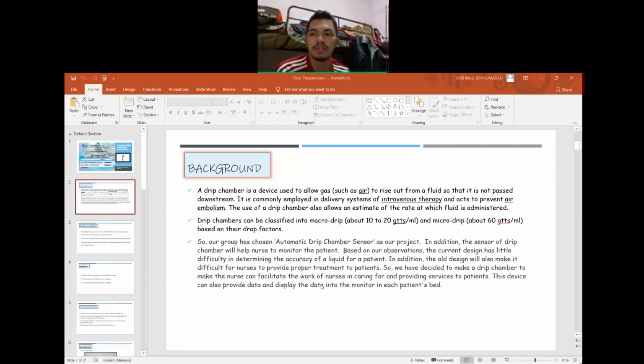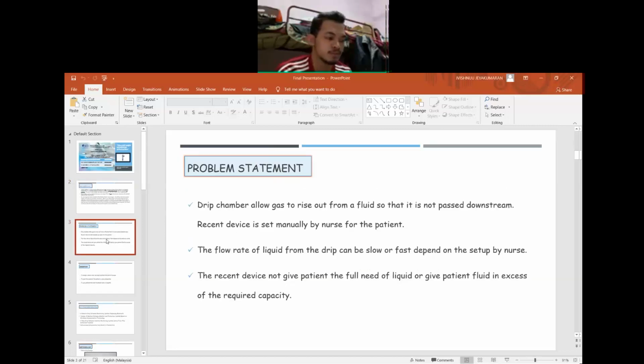Based on our observation, the current design has a little difficulty in determining the accuracy of the liquid for a patient. In addition, the old design will also make it difficult for nurses to provide proper treatment to the patient. So we have decided to make a drip chamber that can facilitate the work of nurses in caring for and providing service to patients. This device can also provide data and display the data on the monitor at each patient bed.